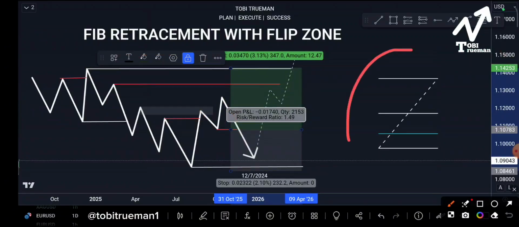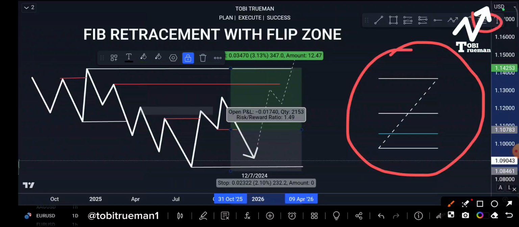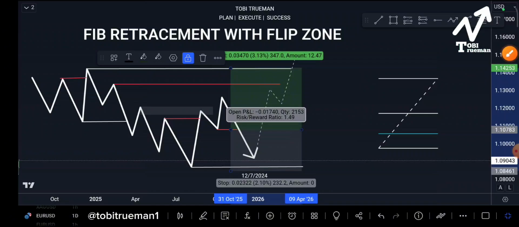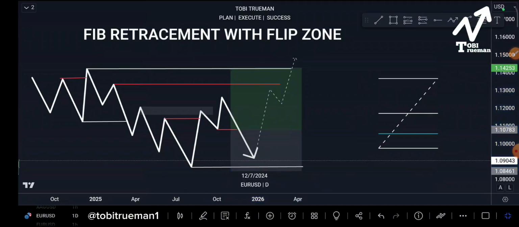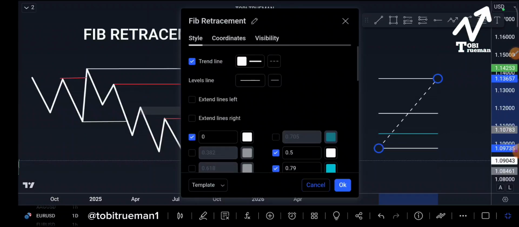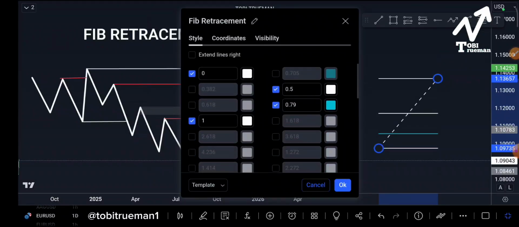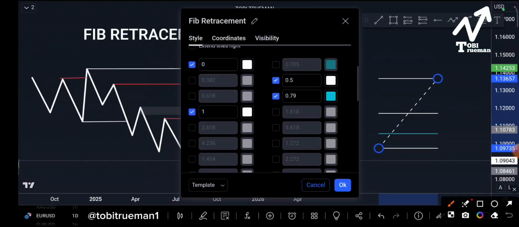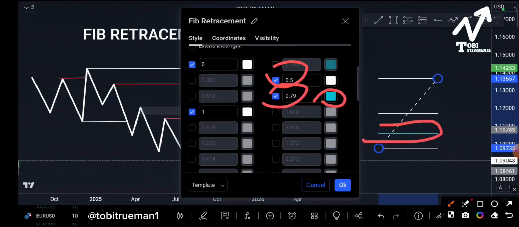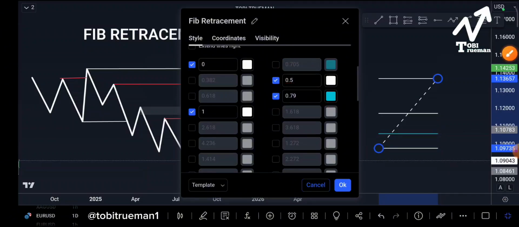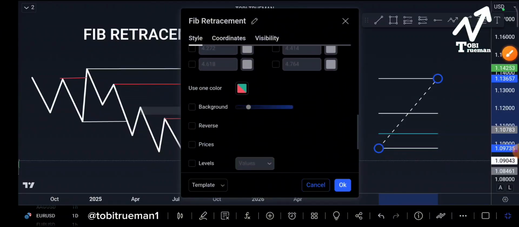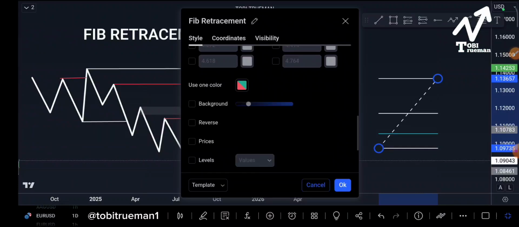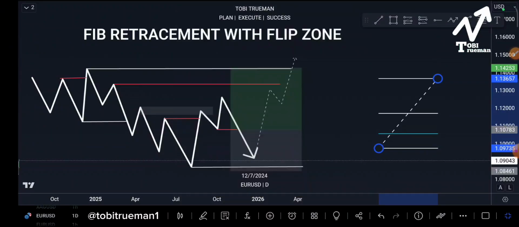Now we're going to use this Fibonacci retracement tool. You can get it from this tool, from that two-point there. Now, how do we set it? Double click on it. It will show the settings. I've already customized my own. You can screenshot this or pause the video and customize yours also. You see 0, 1, then 0.5, then 0.79. That is this color here. That color there, that's 0.79. Then you can see everything. I'm using one color, just pure white. That is just the setting for the Fibonacci retracement.